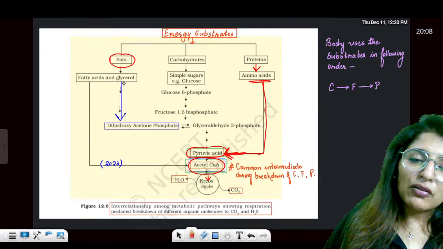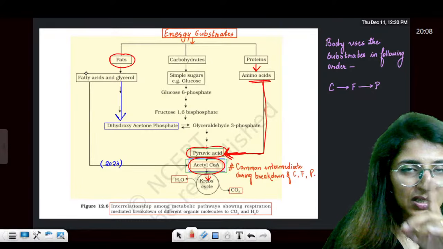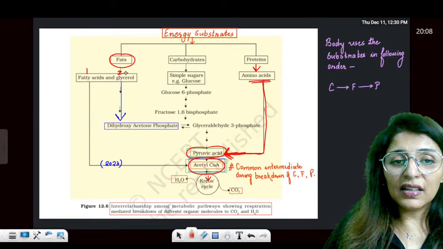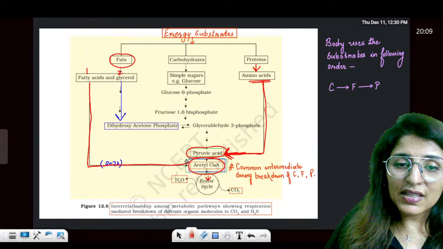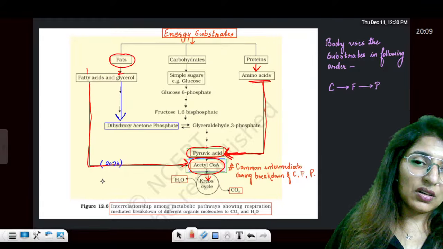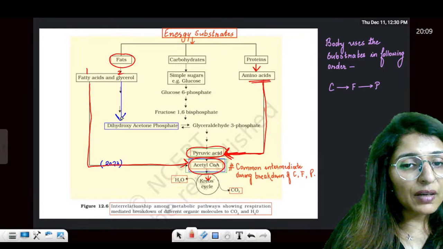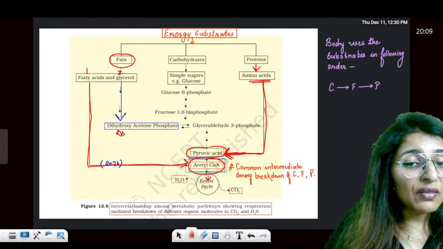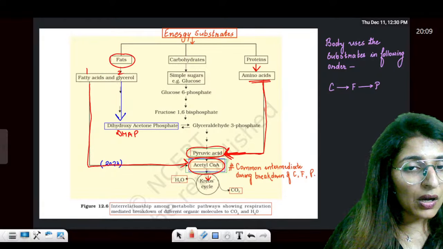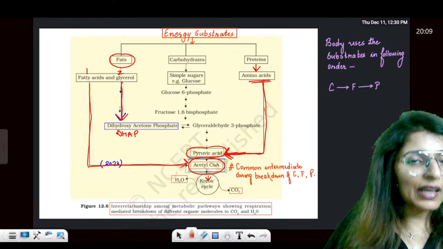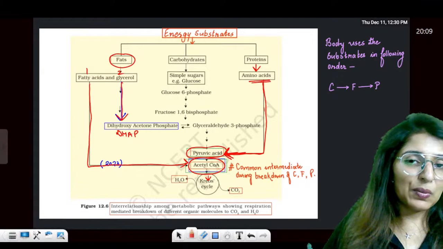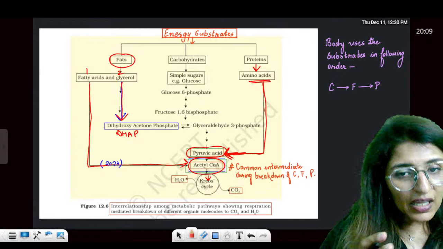While if we talk about fats, we know fats are made up of two things. We have discussed that yesterday: fatty acids and glycerol. So fatty acids will break down to form acetyl coenzyme A. This was a 2023 question. While glycerol will break down to form DHAP, and we know DHAP is an important compound of glycolysis. So ultimately, glycerol is going to join the glycolytic pathway through DHAP. Is this clear?